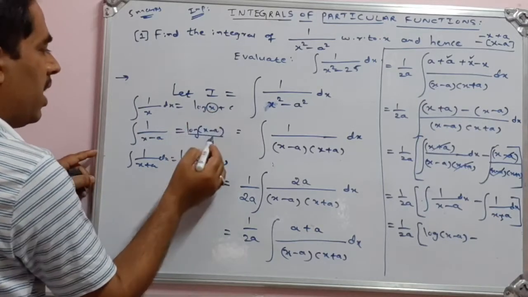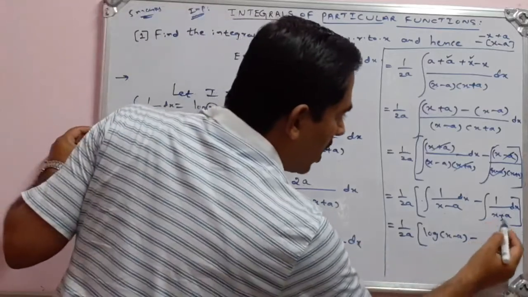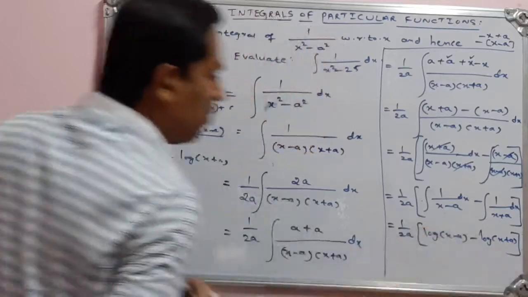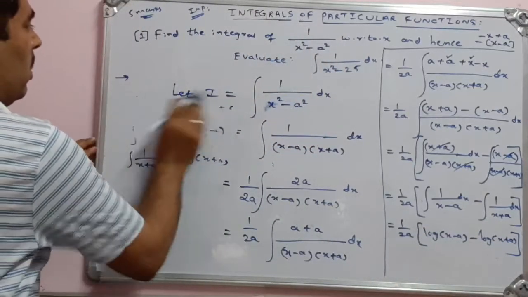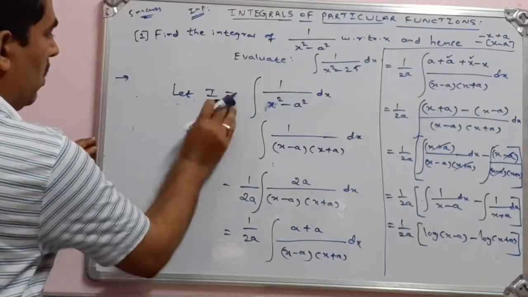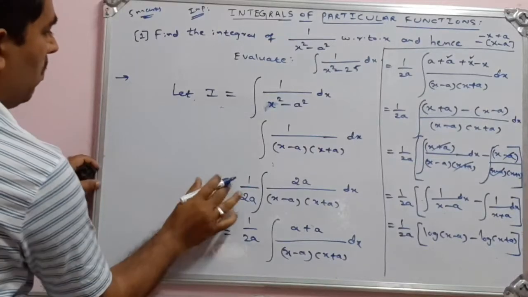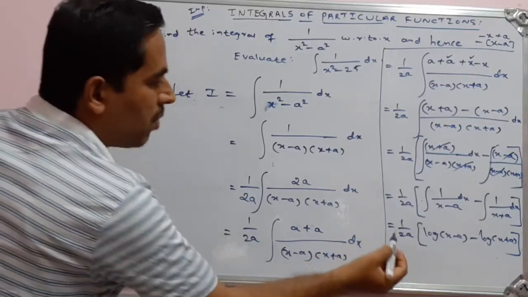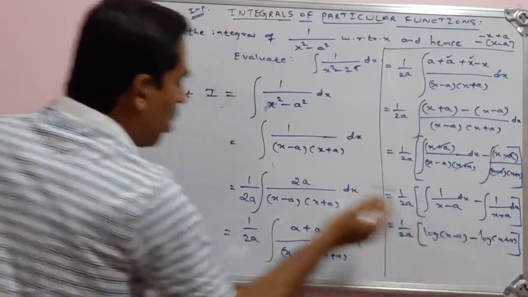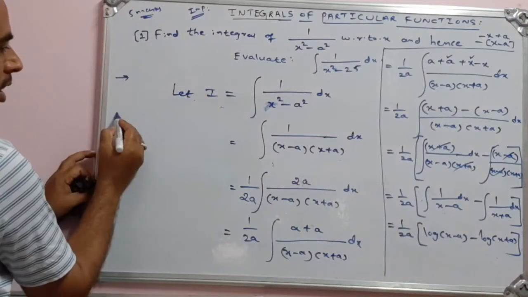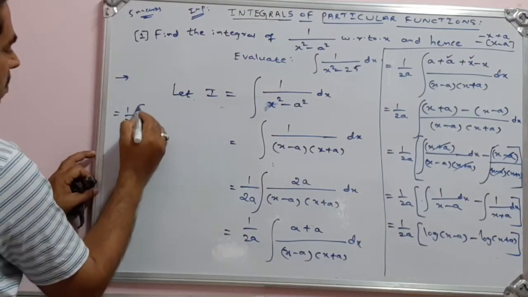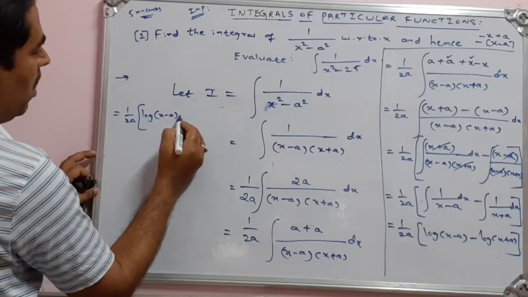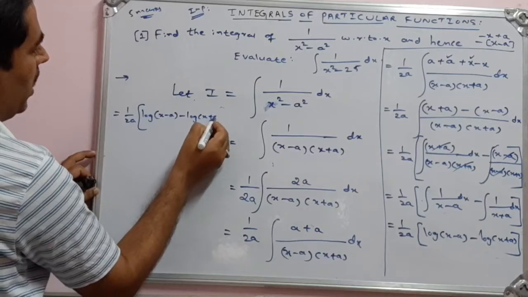You replace x by x minus a and x plus a. So integration of 1 by x plus a will be log of x plus a. Okay. See this step. So 1 by 2a into log of x minus a minus log of x plus a. Okay, I will write it. Write the same step here. See 1 by 2a into log of x minus a minus log of x plus a.